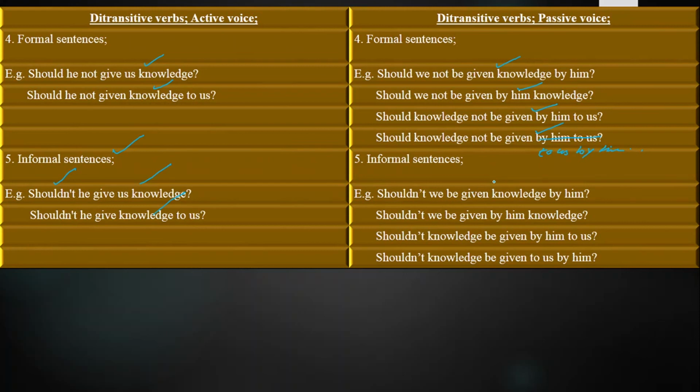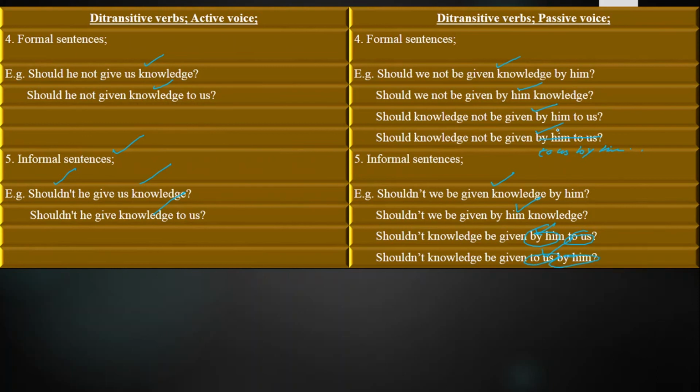Shouldn't we be given by him knowledge? Shouldn't we be given knowledge by him? Shouldn't knowledge be given by him to us? Shouldn't knowledge be given to us by him? So these are the sentences: by him at the beginning, to us at the end; to us at the beginning, by him at the end.